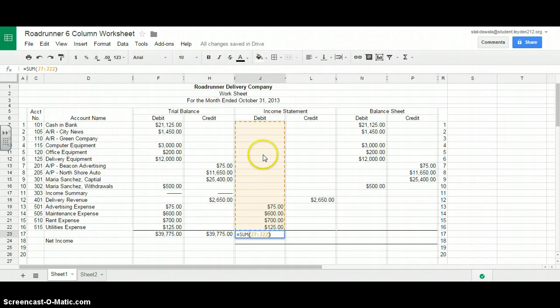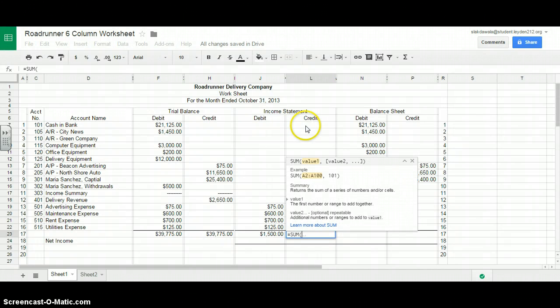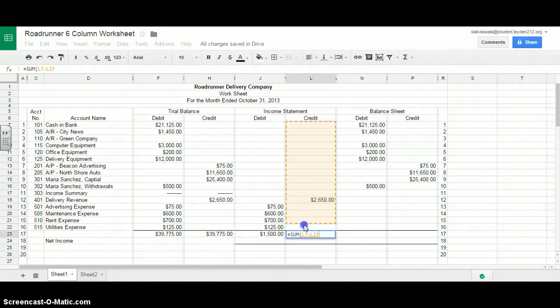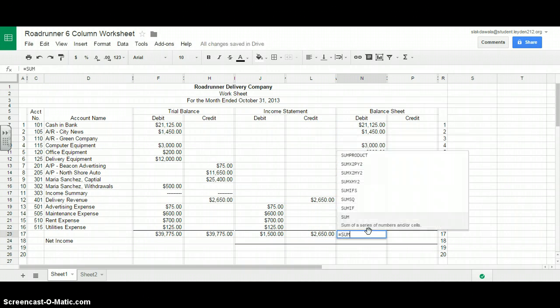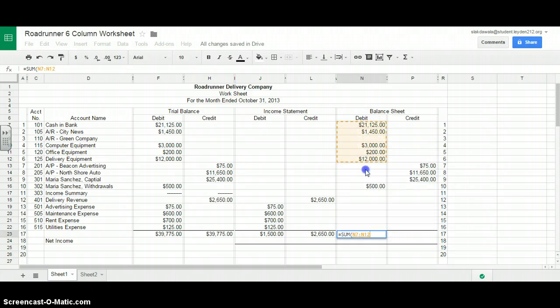Now you'll notice we don't have any values up here, but I think it's good practice, and I'll show you why, to include all of those. So we've got a total of $1,500. Now we can do the same formula, equal sign, sum, open our parentheses, drag everything down. Okay, so we can do this formula for each one of the columns that we have.